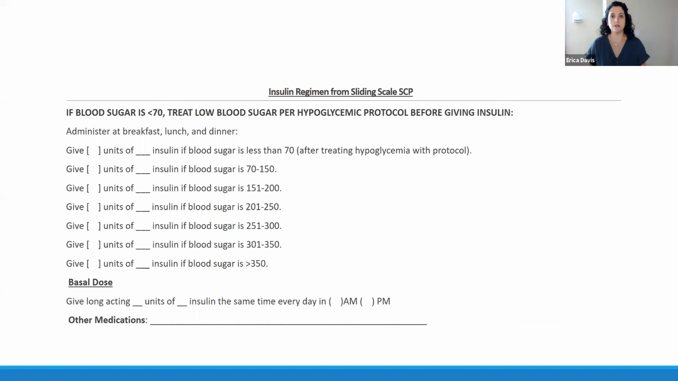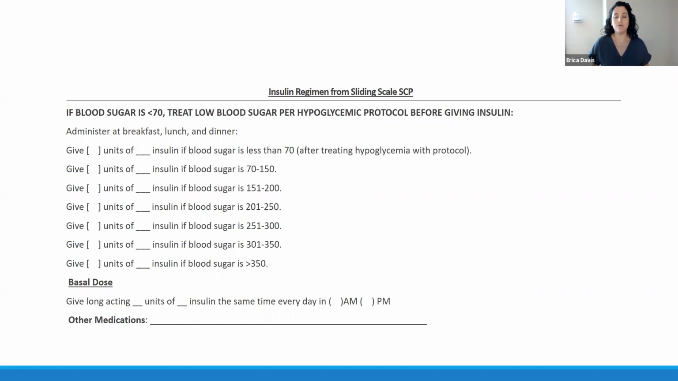So we're going to start by talking about sliding scale insulin. About 95% of our newly diagnosed patients do start on a sliding scale, mostly for that simplicity as they are getting used to all the new tasks and behaviors that they've got to do with this new diagnosis. So a sliding scale is generally given at every meal, breakfast, lunch, and dinner.